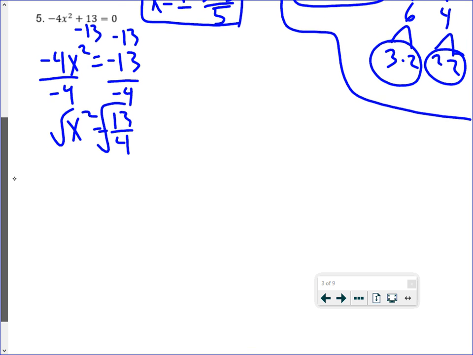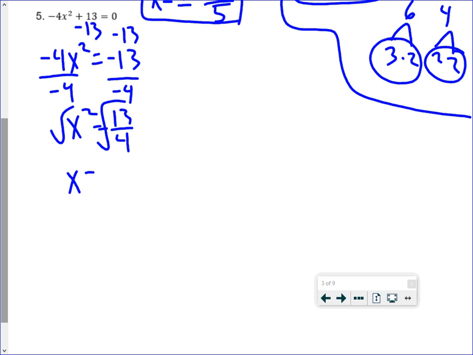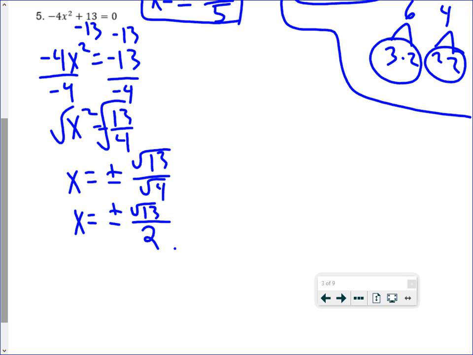And we get x equals plus or minus the square root of 13 all over the square root of 4, which simplifies to, so you just go ahead and rewrite it. We can simplify it to x equals plus or minus the square root of 13. Doesn't reduce anymore since 13 is prime. Square root of 4 becomes 2. So we get x equals plus or minus the square root of 13 divided by 2.